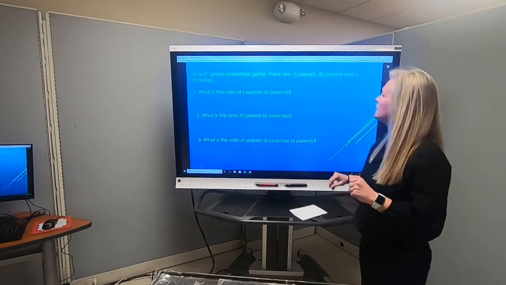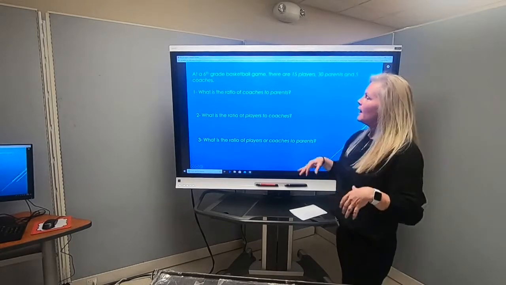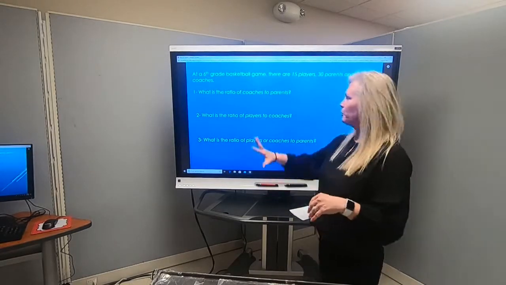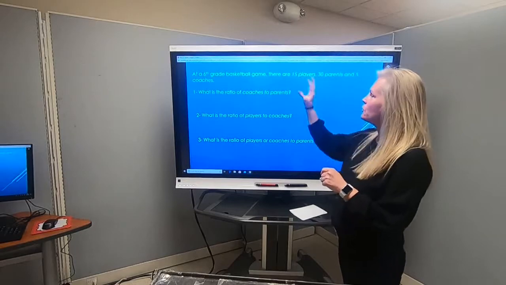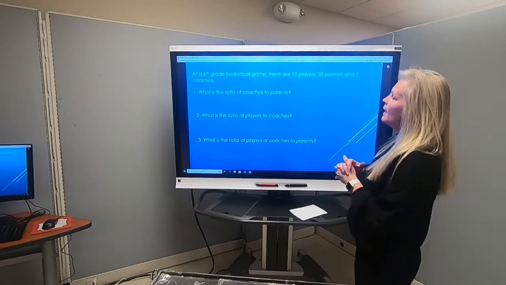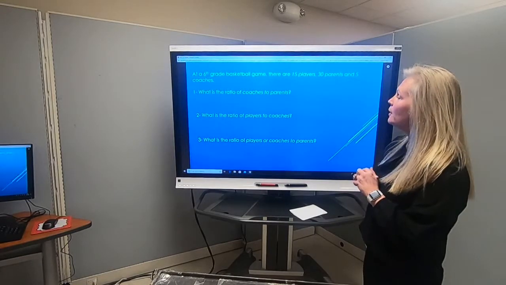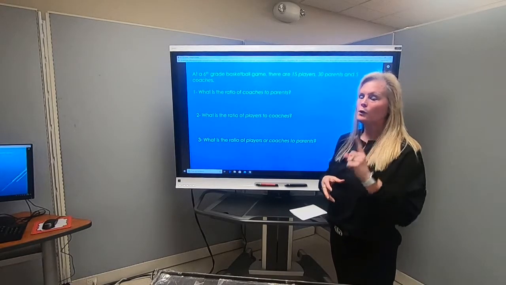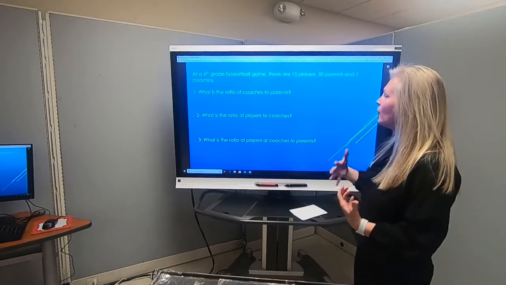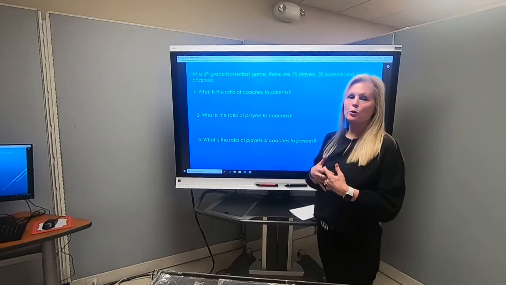Okay, to the next example. All right, now we had pictures in the last 2 examples. Now we have words. So let's read what the scenario is talking about. At a 6th grade basketball game, there are 15 players, 30 parents, and 5 coaches. The first question says, what is the ratio of coaches to parents?